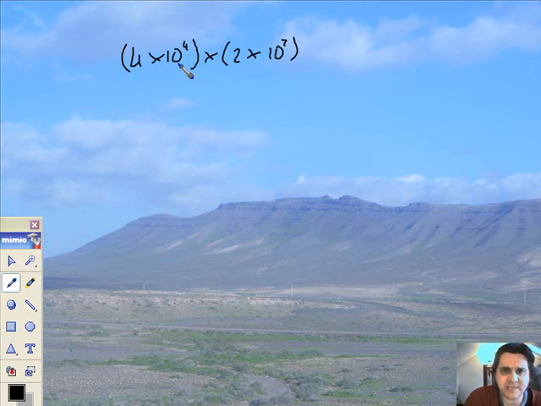4 times 10 to the power of 4 times 2 times 10 to the power of 7. We don't need the bracket there at all. Look at this. 4 times 2, 8, times 10 to the power of, remember the rules? 4 plus 7, 11. And I have jolly well done it. It doesn't say leave it in standard form, it says work it out.